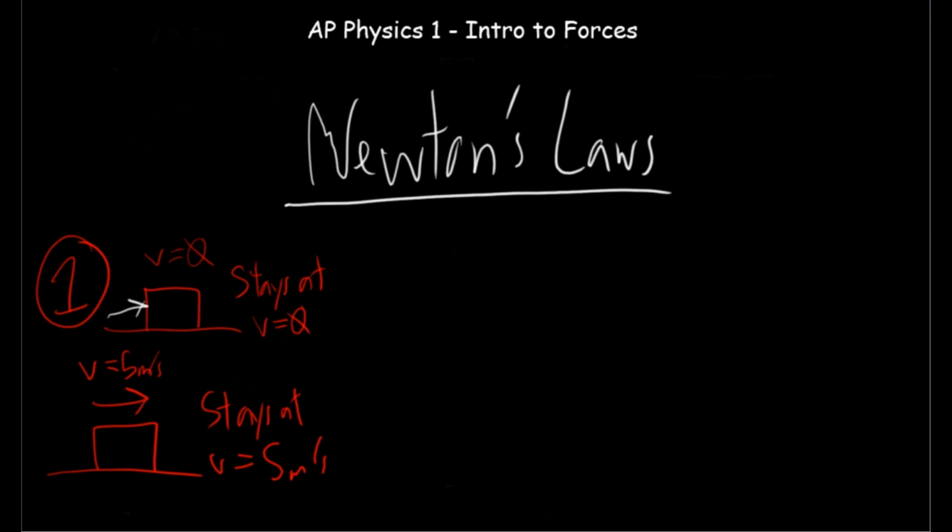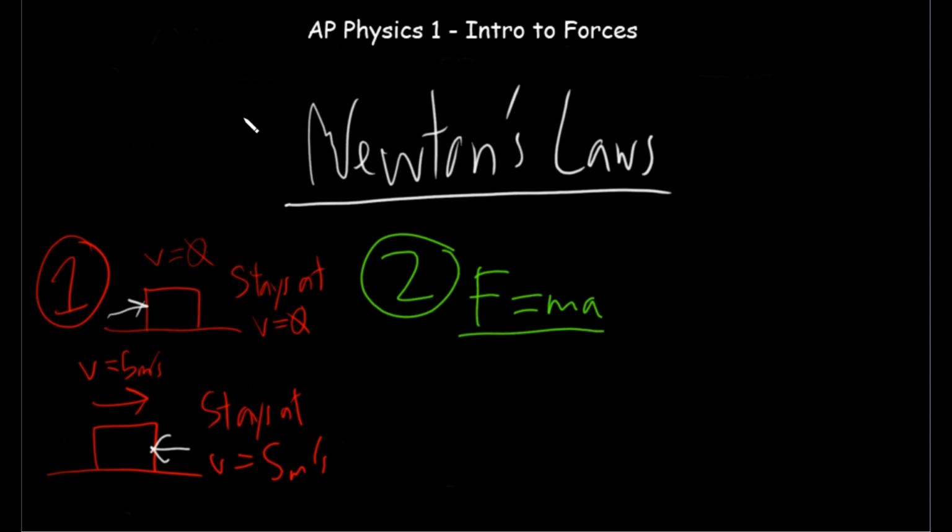It stays at 5 meters per second unless an external force stops it from moving at that speed. So that's basically what the first law is saying. The second law is basically stating that the force of an object is equal to its mass times acceleration. And this is probably the most general AP Physics formula when it comes to forces and dynamics. You're going to use this formula pretty much all the time whenever you're dealing with forces.